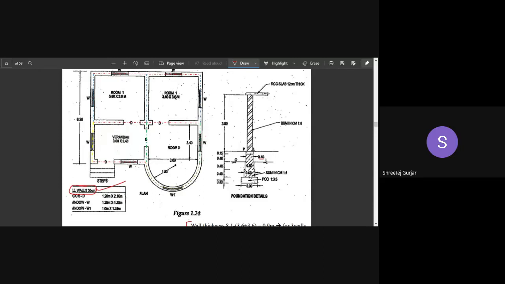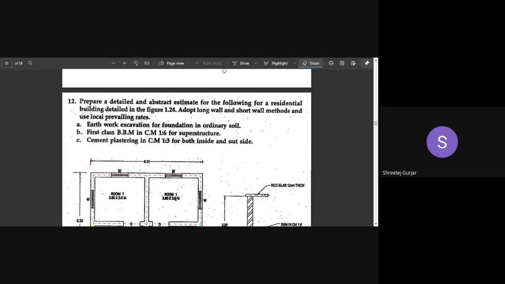And if you have this kind of numerical wherein all the walls are similar, they will ask you to calculate some 5 or 6 quantities. So depending upon the plan, they will tell you the number of quantities which need to be calculated. You can see in this, we have been asked only 3 quantities to be calculated. That is, first is earthwork in excavation, second is brickwork in superstructure, and then cement plastering for both inside and outside.